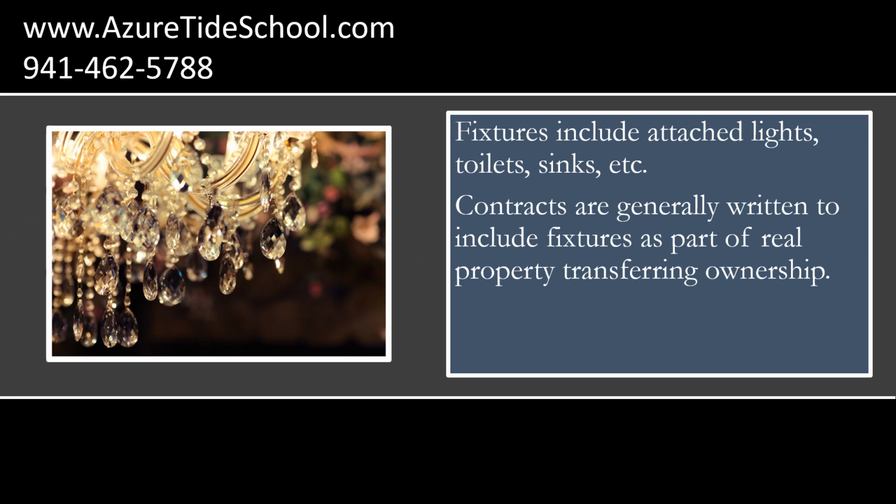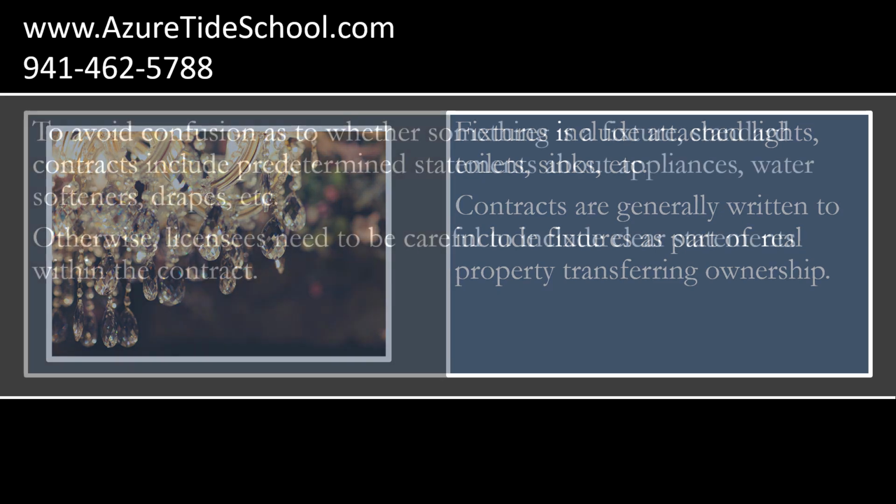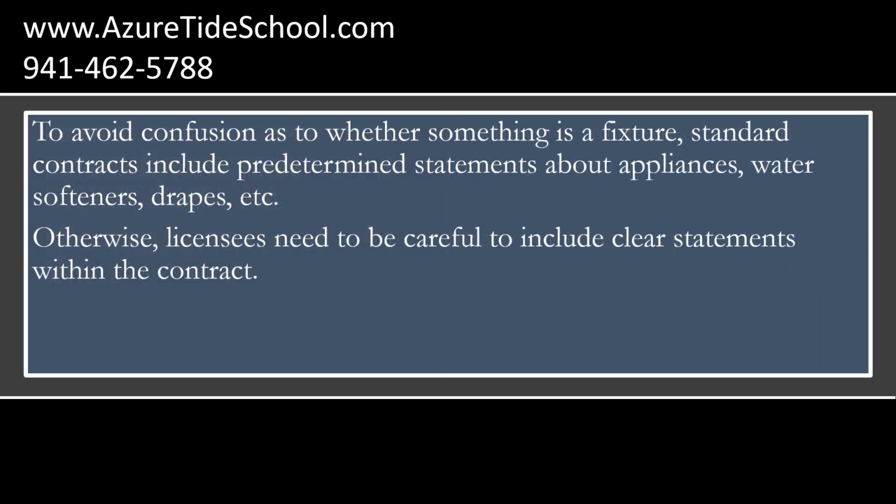Fixtures include attached lights, toilets, sinks, etc. Contracts are generally written to include fixtures as part of real property transferring ownership. To avoid confusion as to whether something is a fixture, standard contracts include predetermined statements about appliances, water softeners, drapes, etc. Otherwise, licensees need to be careful to include clear statements within the contract.